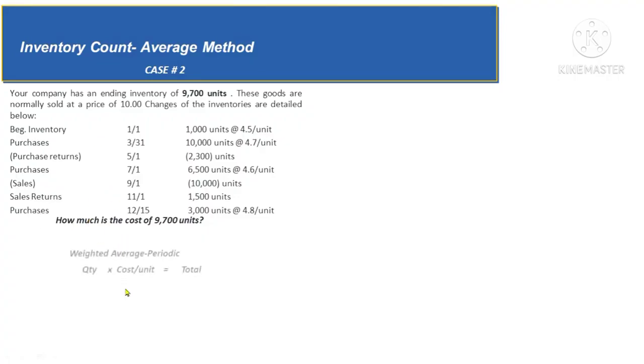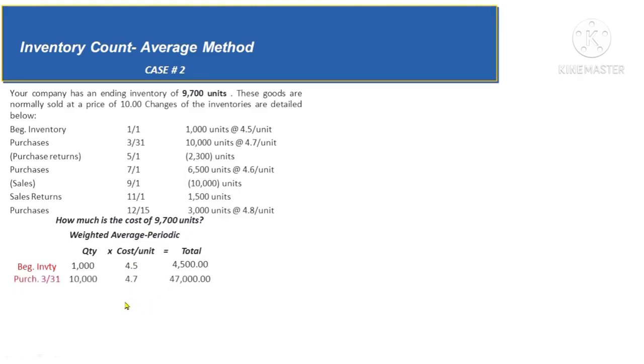So let's start with the beginning inventory, which we have 1,000 units at 4.5, so we have a total of 4,500 plus gross purchases. But in this case, we have three groups of purchases. One group was purchased on 3/31 with 10,000 units at 4.7. However, remember that 2,300 from this have been returned. So meaning 2,300 times 4.7, that's 10,810, should be deducted in order to arrive at the total goods available for sale. We have another group of purchases, of course, on 7/1 and of course on 12/15.